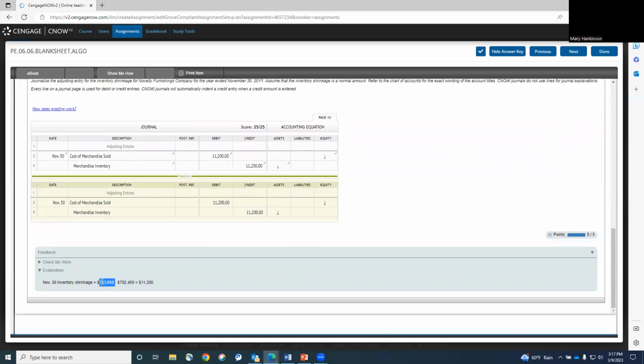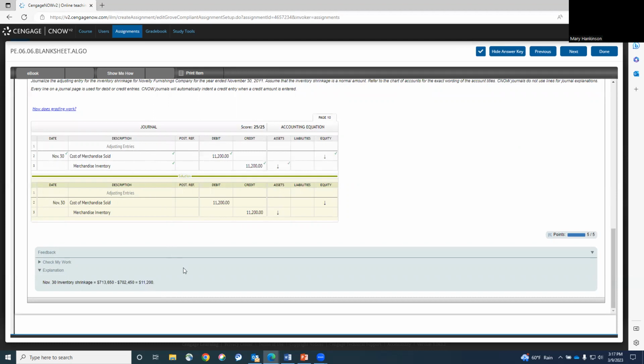This is what the perpetual inventory system said we should have on hand, and this is what we physically had on hand. The difference is 11,200, so that's where this amount came from. When you are recording inventory shrinkage for a perpetual inventory system, the amount of the shrinkage is expensed to your cost of merchandise sold account, and then it is used to reduce your merchandise inventory account.